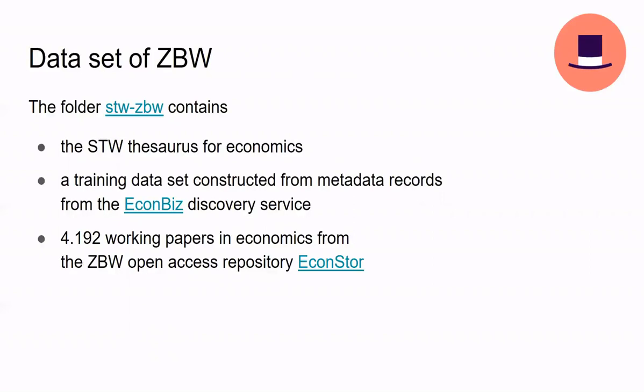On the other hand, there is a data set of the Leibniz Information Center for Economics, or ZBW, which contains their own standard thesaurus for economics, or STW, then a training data set constructed from metadata records from the EconBiz Discovery Service, and over 4,000 working papers in economics from the ZBW open access repository EconStore.